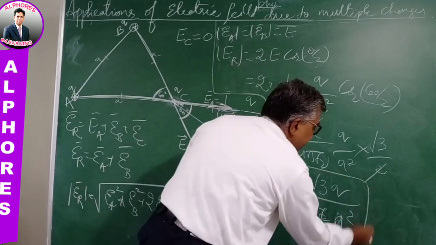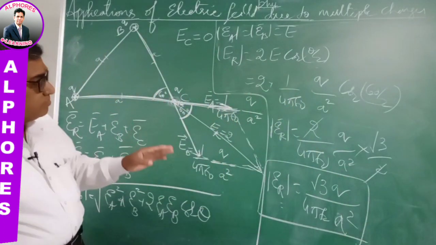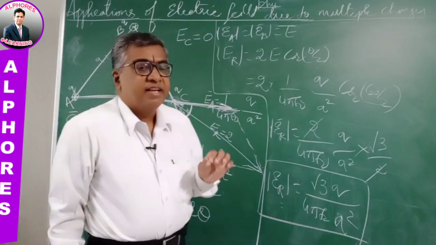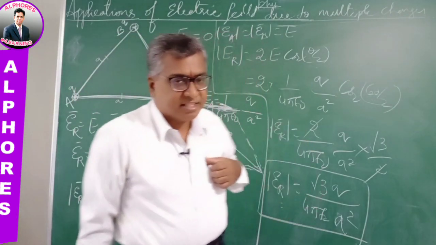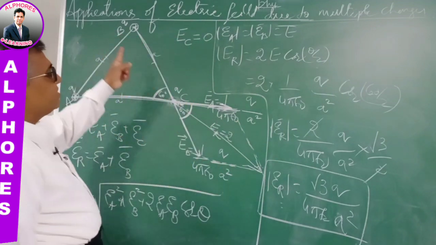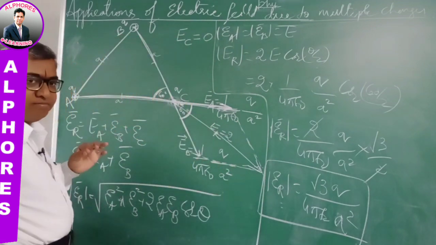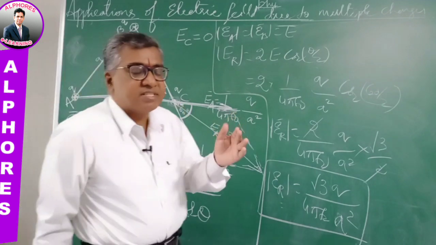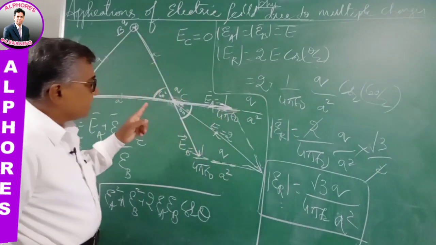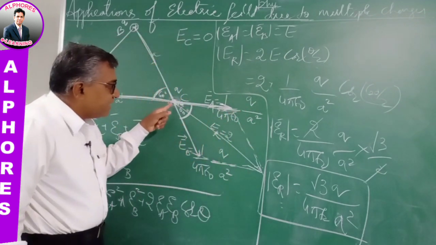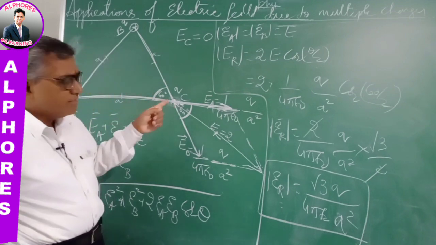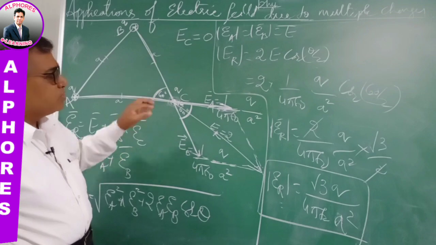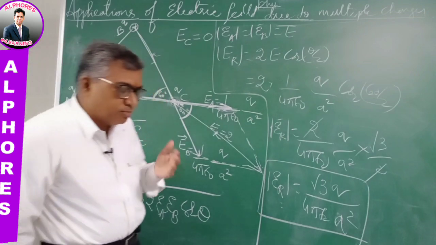This is the result. So if the question was: 3 identical charges of same magnitude and same nature are placed on the vertices of an equilateral triangle of side A. There are different questions. The first question we have taken was the resultant electric field at any of the vertices. Let us consider point C. So the resultant electric field at C, we know.